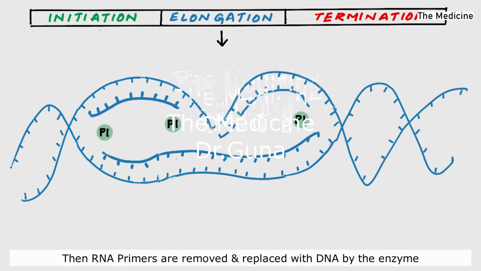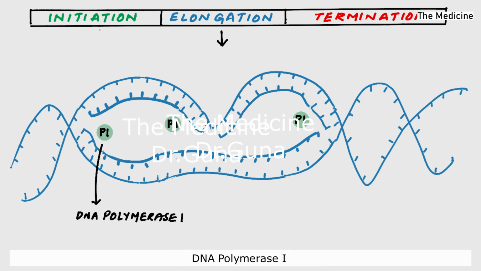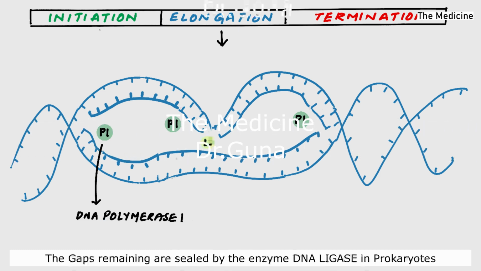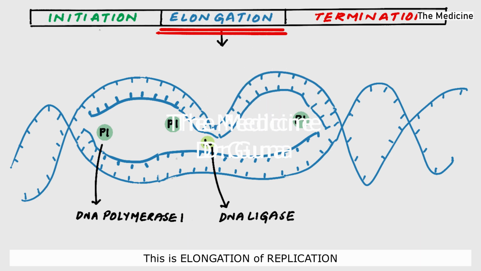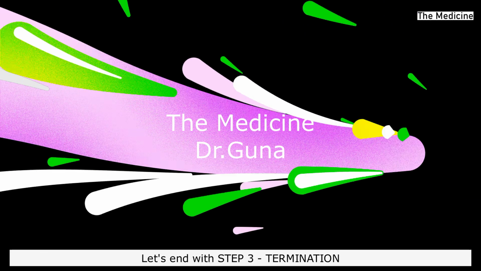Then RNA primers are removed and replaced with DNA by the enzyme DNA polymerase I. The remaining gaps are sealed by the enzyme DNA ligase in prokaryotes, while ligation in eukaryotes is done by DNA polymerase beta. And this is elongation of replication.